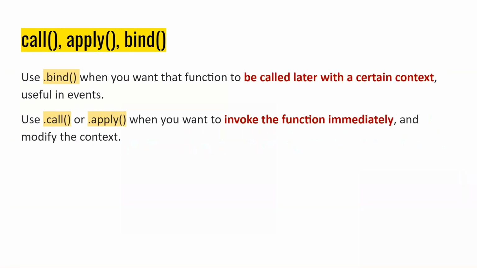Now we'll see call, apply and bind. So we use bind when we want the function to be called later with a certain context. It's also very useful in events. Whereas call or apply is used whenever we want to invoke the function immediately and modify the context. So this is the main difference between call, apply and bind.